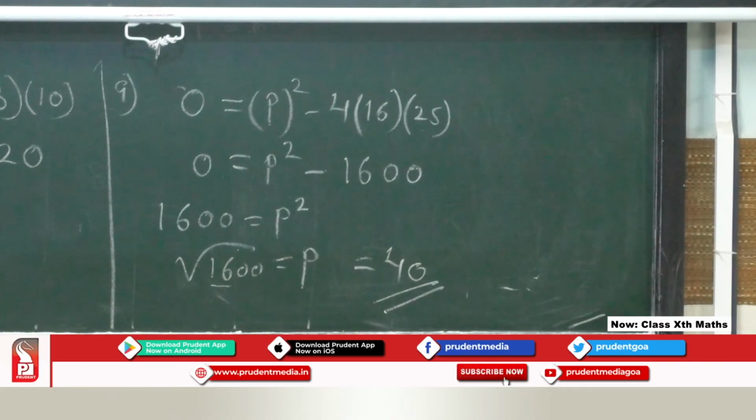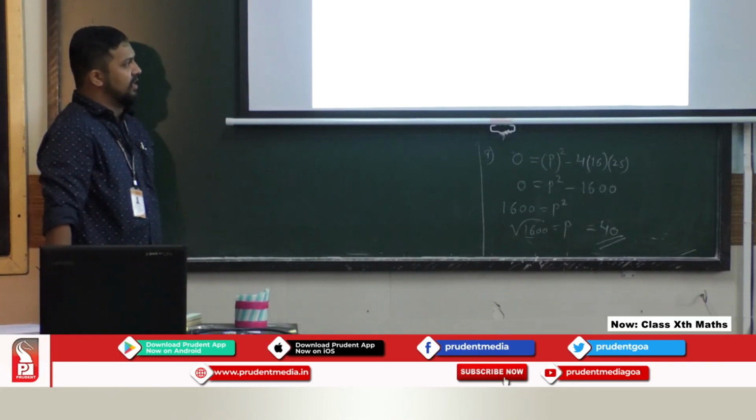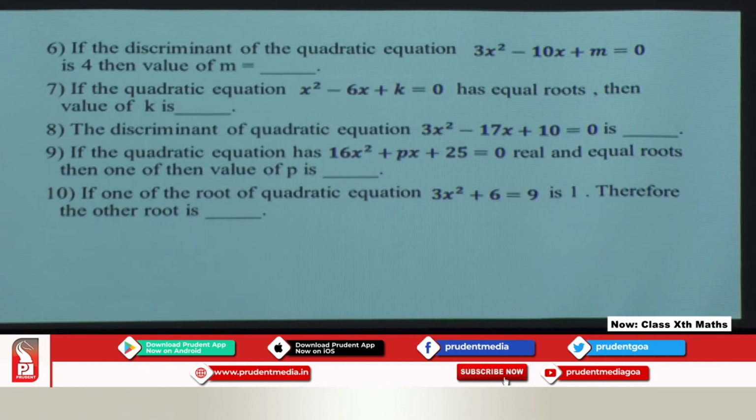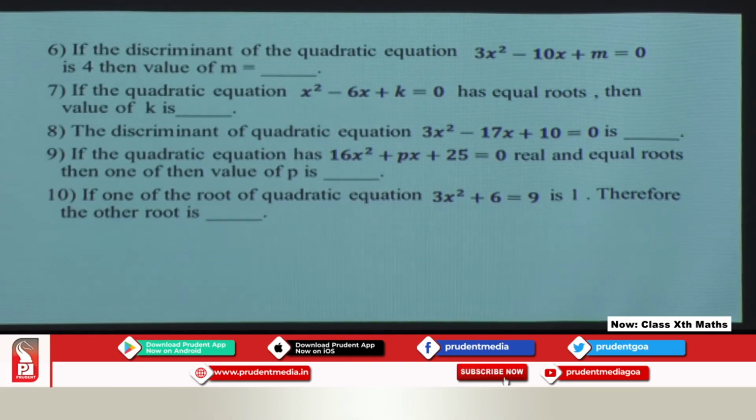And the last question: if one of the roots of the quadratic equation 3x square plus 6 is equal to 9 is 1, then the other root is dash. You know a quadratic equation means 2 roots. One root they are saying is 1. To find the other root, I will take that expression.